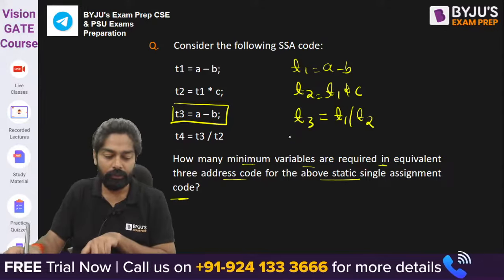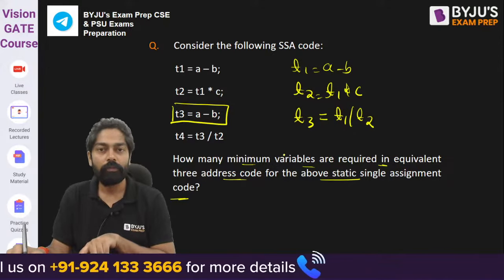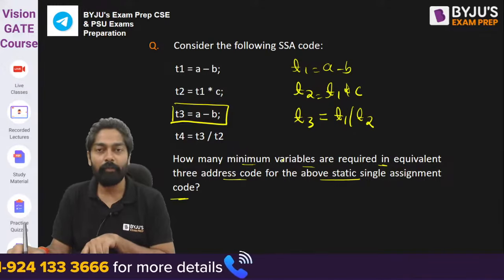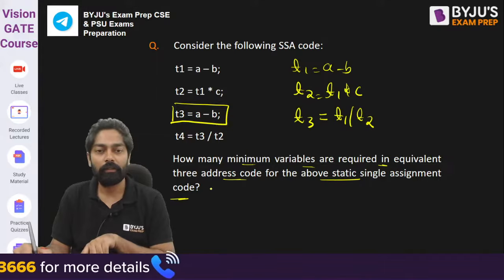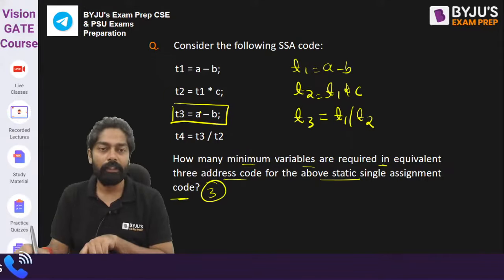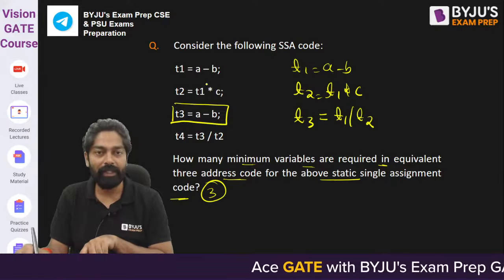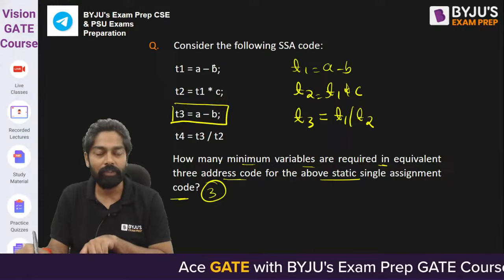So what is the answer? 2 कैसे होगा? How can you write it in 2, my dear friend? 3 will be the answer. 2 कैसे आएगा? See, this one T3 equal to A minus B, you can remove this. No need to once again put A minus B into T3. It is the same. A minus B value does not change here.